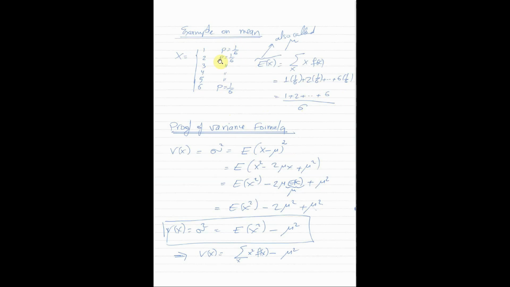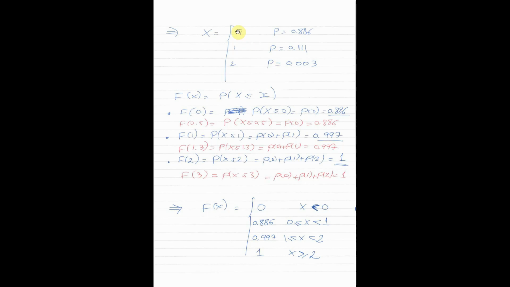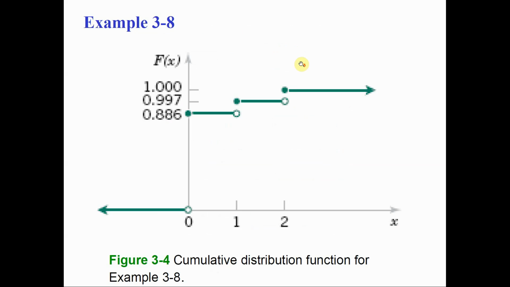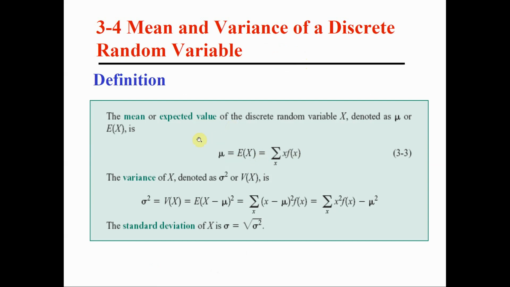But in general, if the probabilities are not the same, then the expected value, the average of a random variable, is calculated by adding up or doing the summation of the different variable values times their corresponding probabilities. Like in this example, 0 times 0.886 plus 1 times 0.111 plus 2 times 0.003. So this is the expected value of a random variable. Again, it's called expected value. It's called the mean value or the average of the random variable.